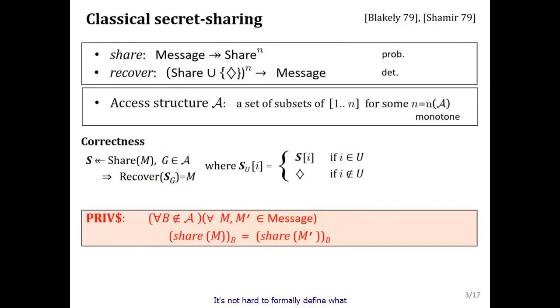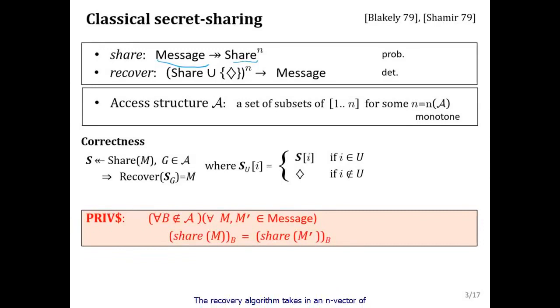It's not hard to formally define what a classical secret sharing scheme is. In terms of syntax, we would say that such a scheme consists of a pair of algorithms, one to share out messages and one to recover messages from shares. The former takes in a message and probabilistically outputs an n vector of shares, where n is the number of shareholders for the scheme. When we say that the sharing algorithm is probabilistic, we mean that its behavior depends on internal coin flips, so that different n vectors of shares will likely result from sharing out the same message twice.